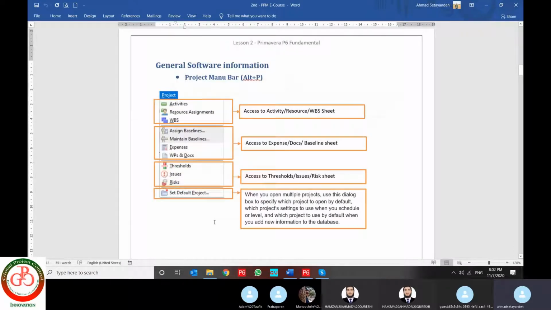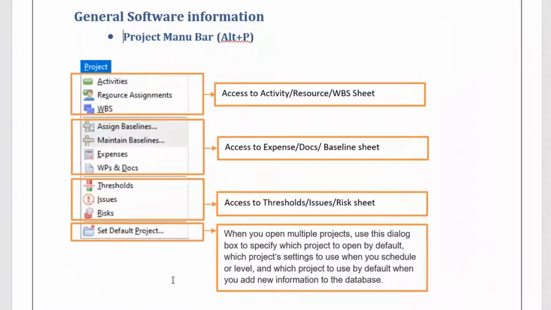This is the project menu. The project menu is one of the most important menus in Primavera P6, because if you are a planner or a scheduler, you work with it too much. All of your activities, resource assignment, WBS, assign baseline, maintain baseline, your expenses, WPs and docs. I would like to rename it Project Fundamental Information.